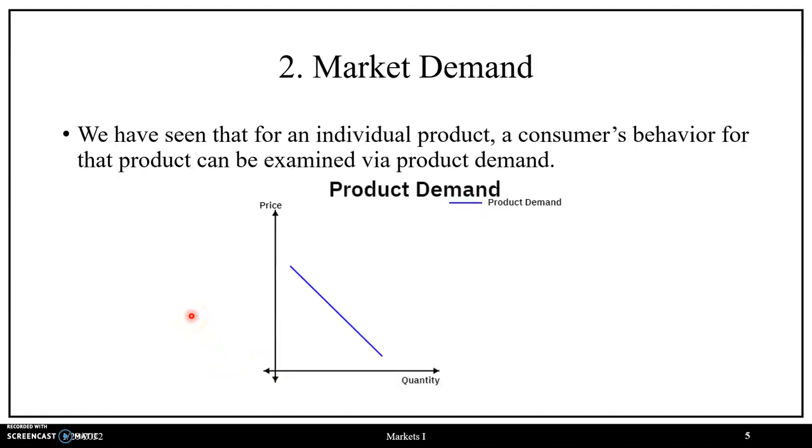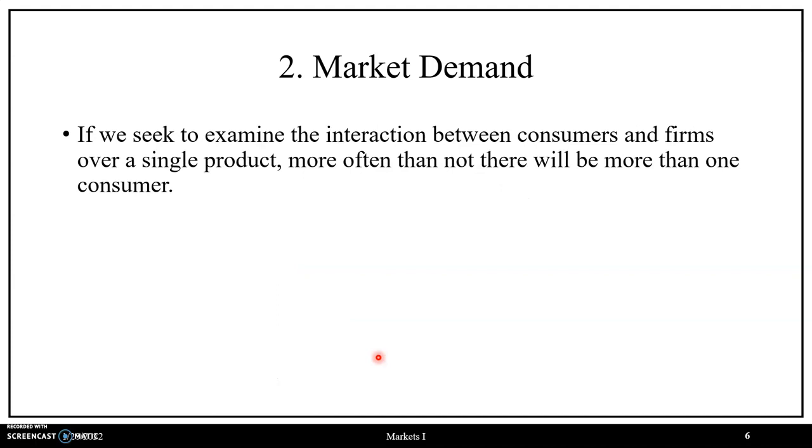Starting with market demand, we have seen that for an individual product, a consumer's behavior for that product can be examined via product demand, where we have a demand curve below, where price is going to be on the vertical axis, quantity is on the horizontal axis. We have a downward sloping curve, giving us that inverse relationship between price and quantity demanded that is stated via the law of demand.